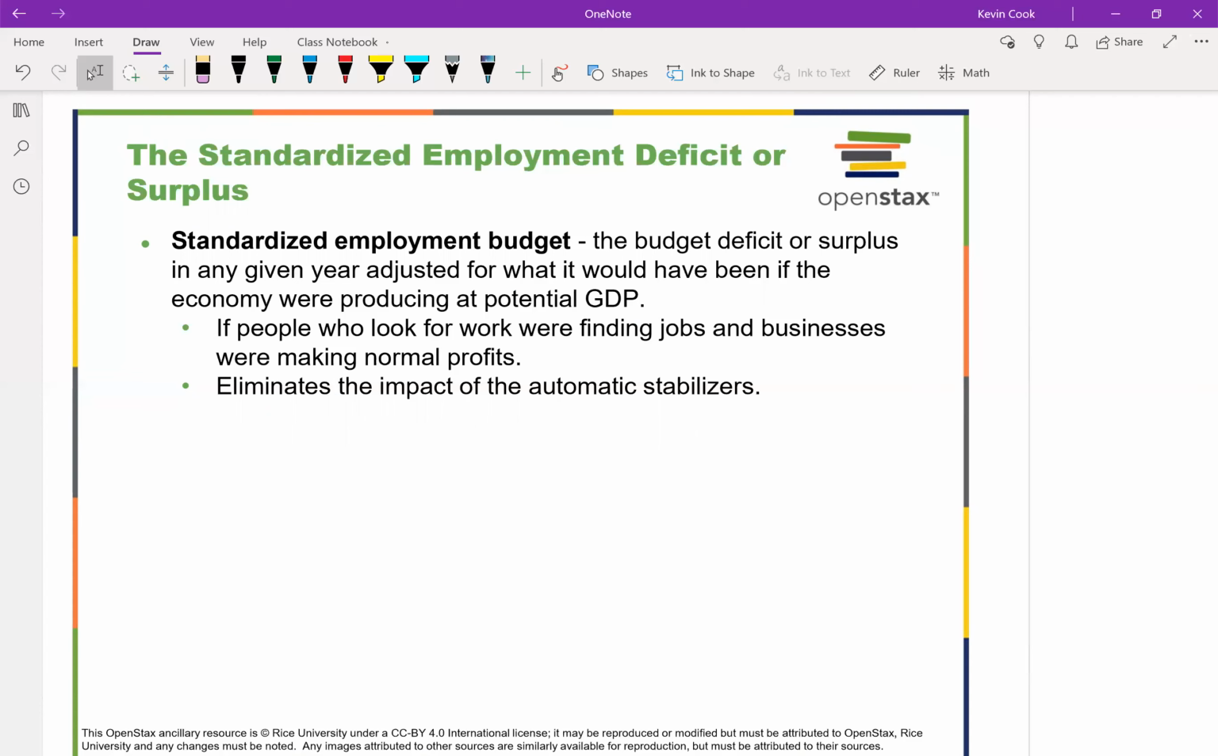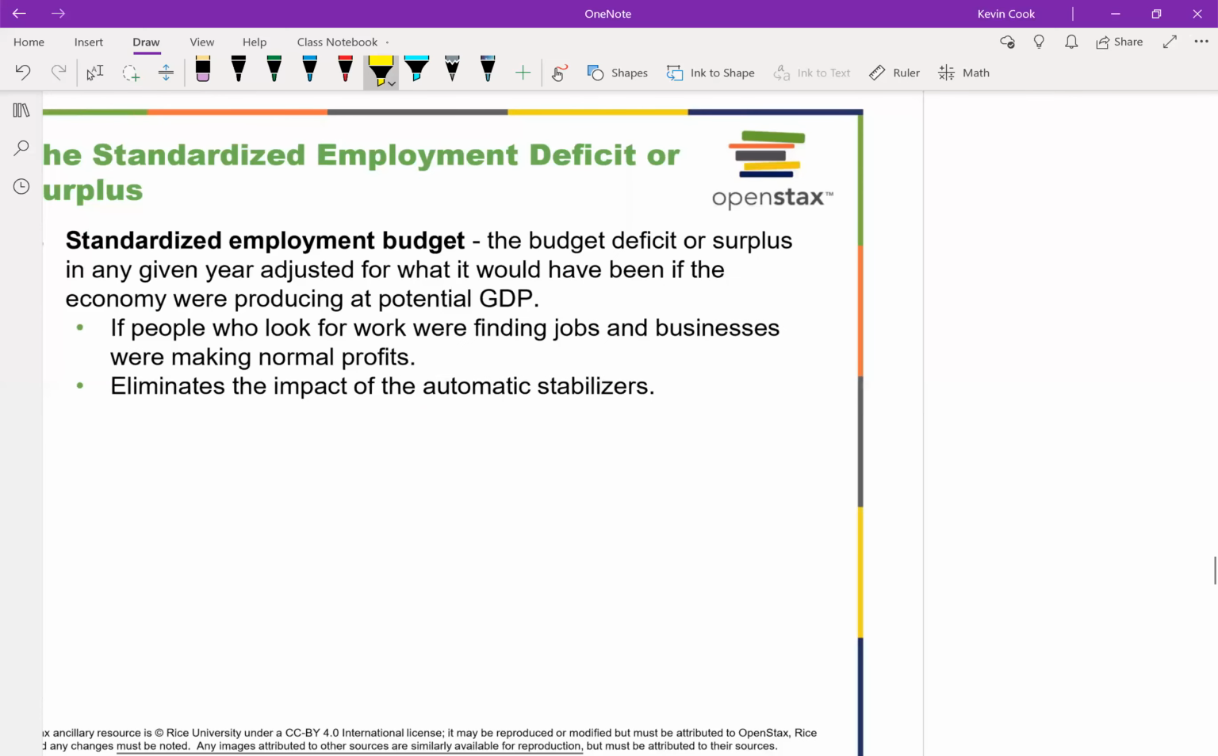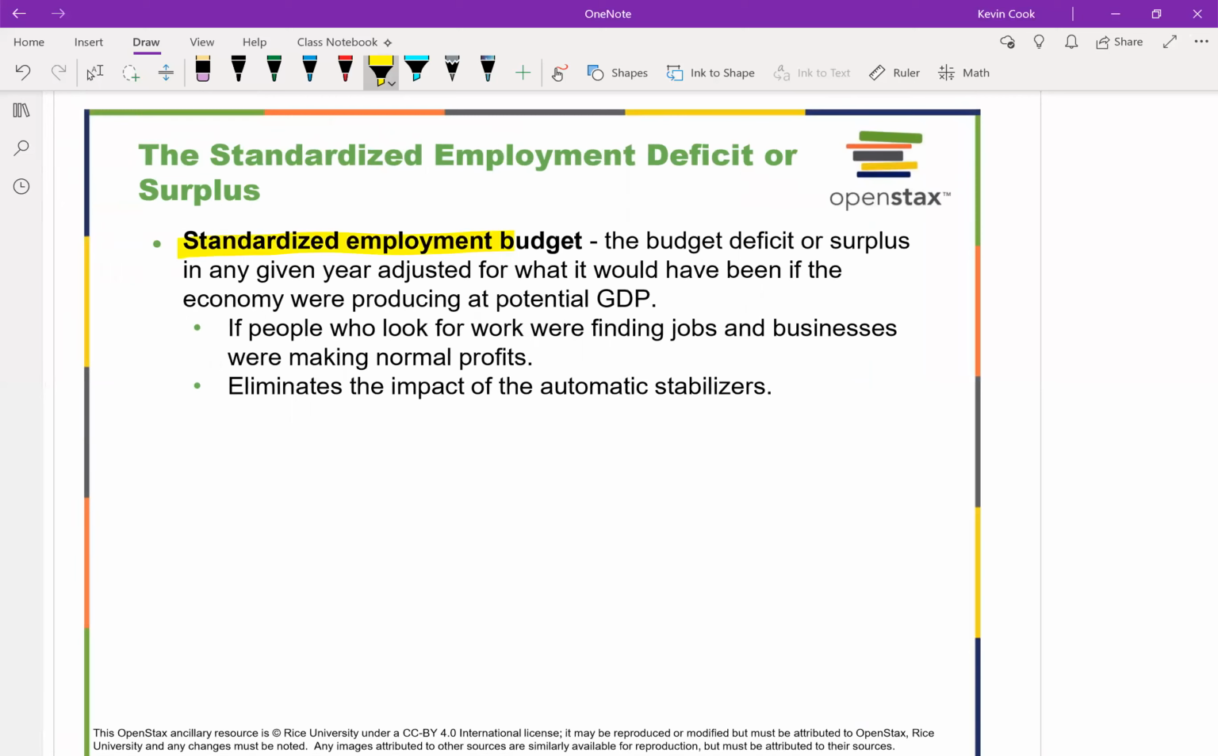Given that, when we're thinking about our policy, especially on a long-term basis, sometimes I want a way to say, well, things might be a little weird right now, but what would things be like if we were in full employment, or in regular times? So in that case, we have what's called the standardized employment budget.